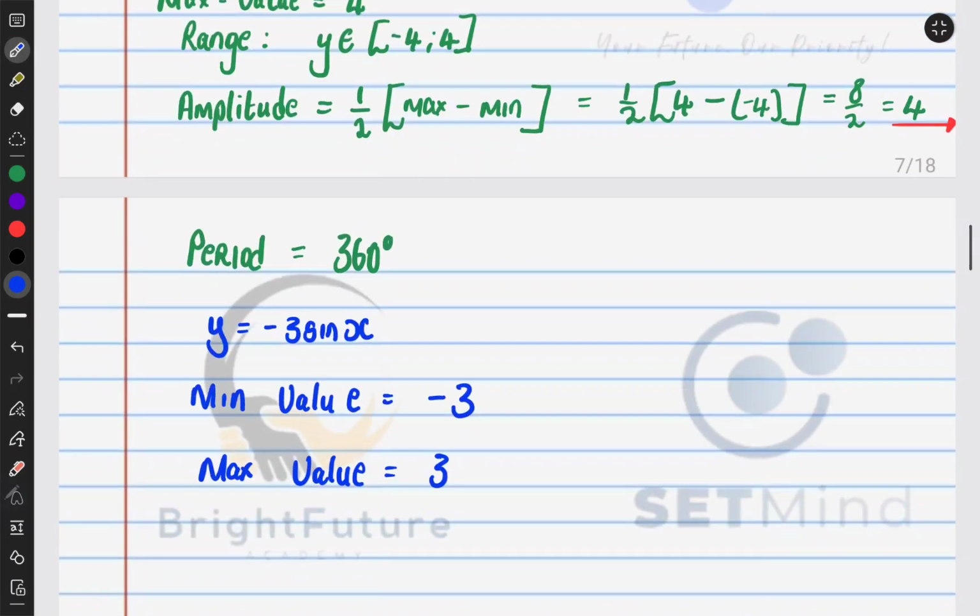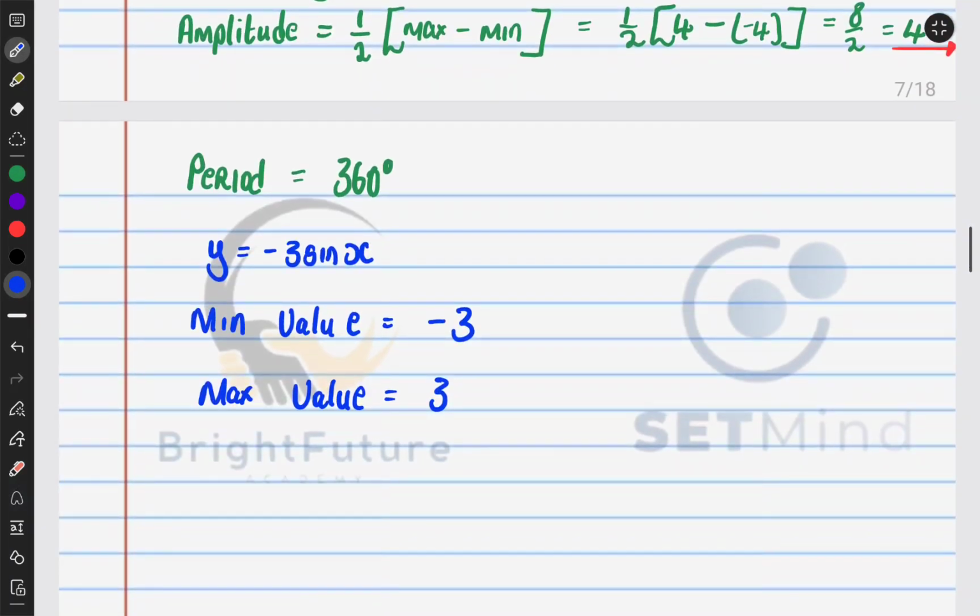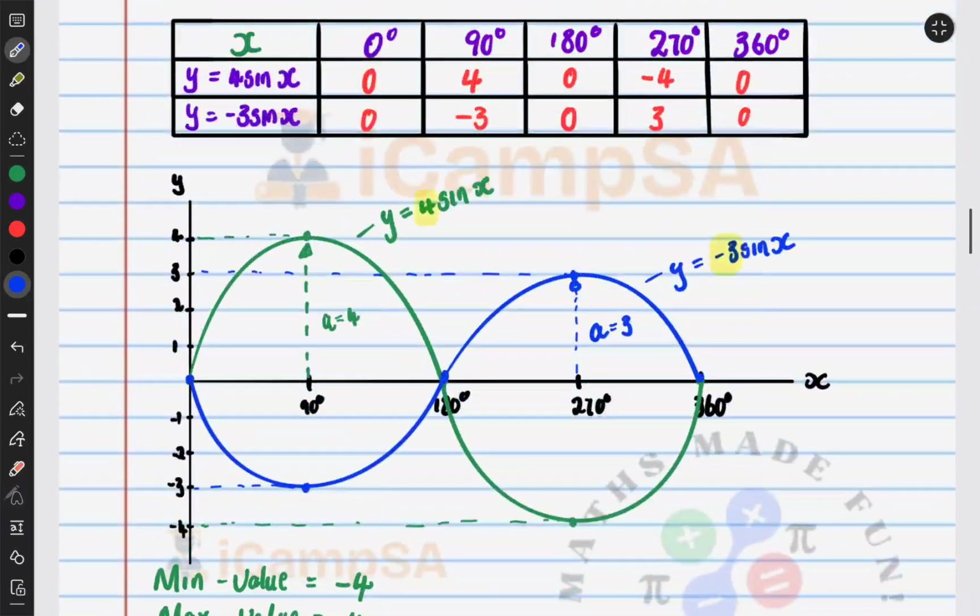And then next is the range of the function. Once you have the minimum and the maximum value of the function, they also tell you the range, because remember that there is no value bigger than the maximum value, and no value on our function that is less than the minimum value. So that also gives us the range. For the range, y is an element of from -3 to +3.